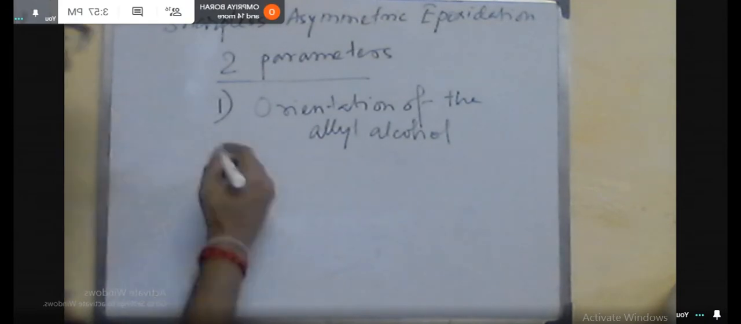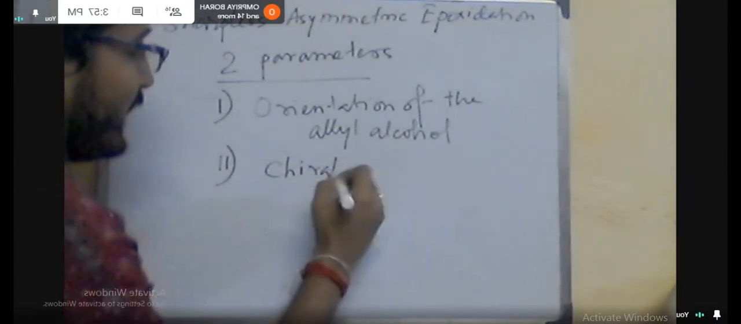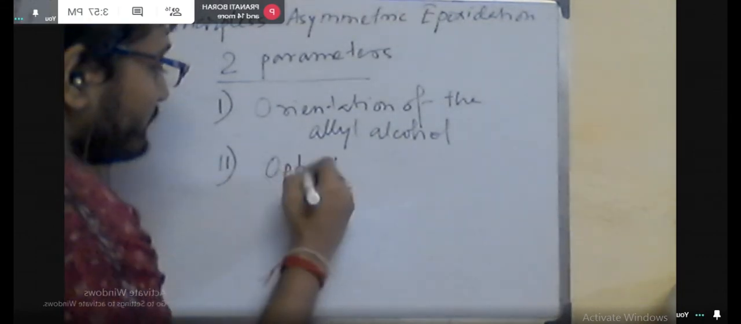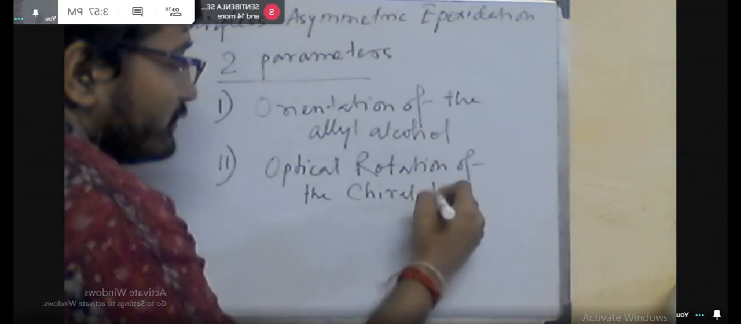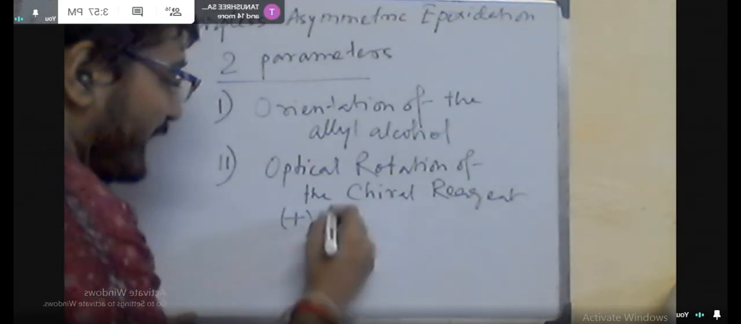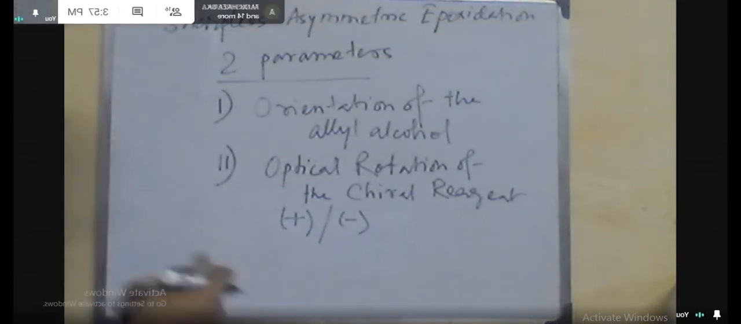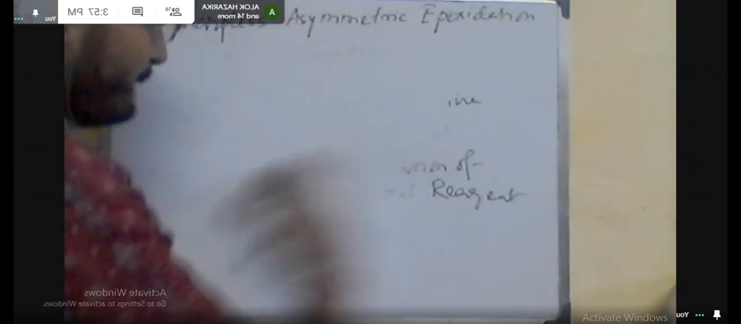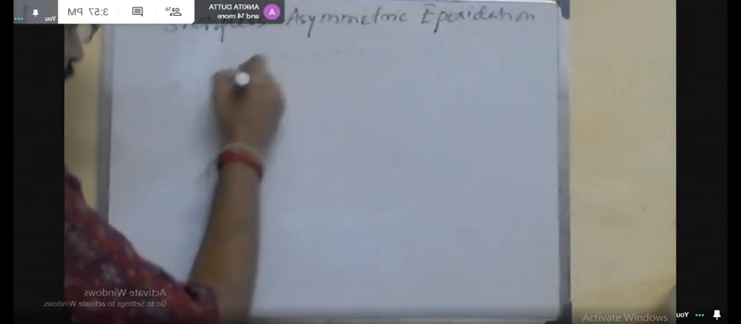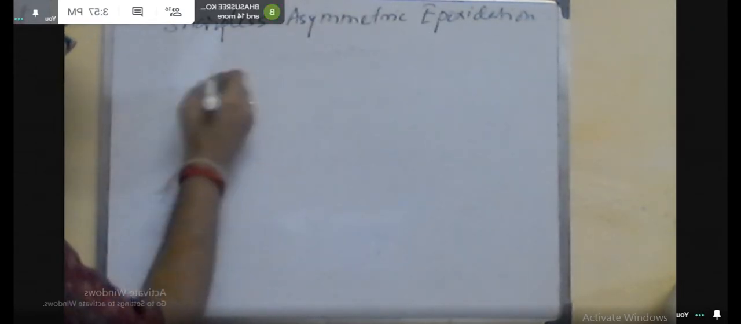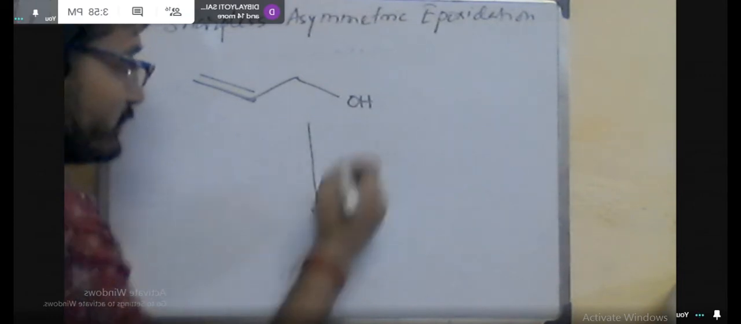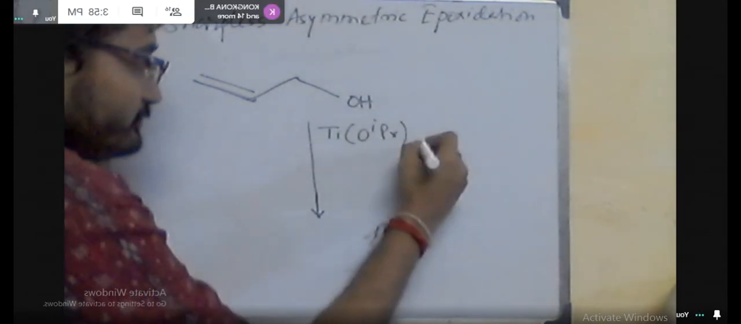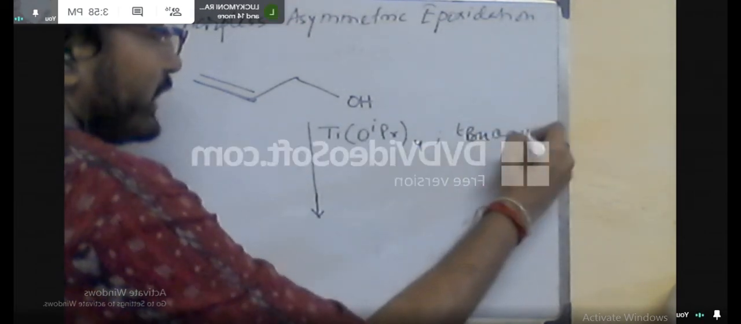So now in this case, say I am starting with this example. This is your allyl alcohol, and here you use all the reagents, that means titanium isopropoxide, tertiary butyl hydroperoxide, molecular sieve, DCM, minus 10 degrees Celsius. Now if you use plus DET, you will get one isomer, and if you use minus DET, you will get another isomer. So that will control the formation of the product.